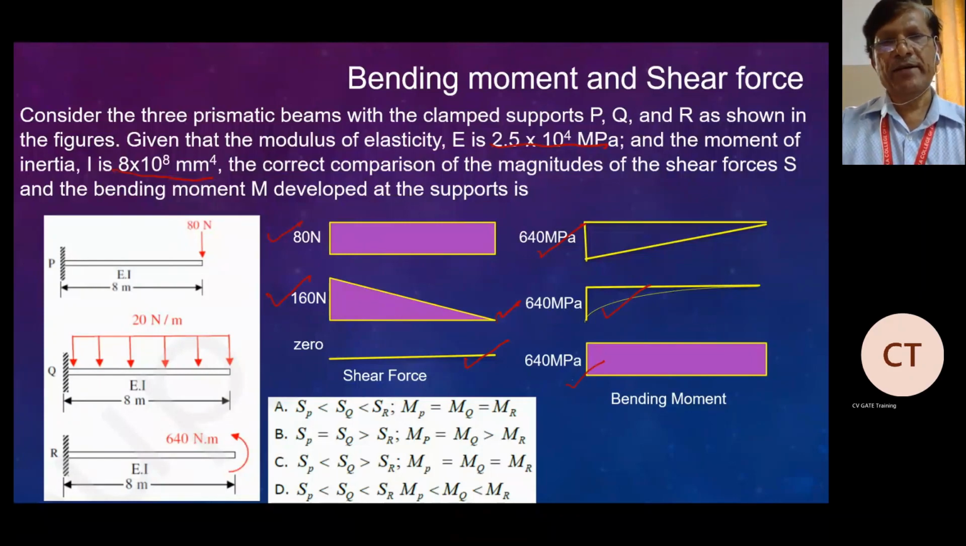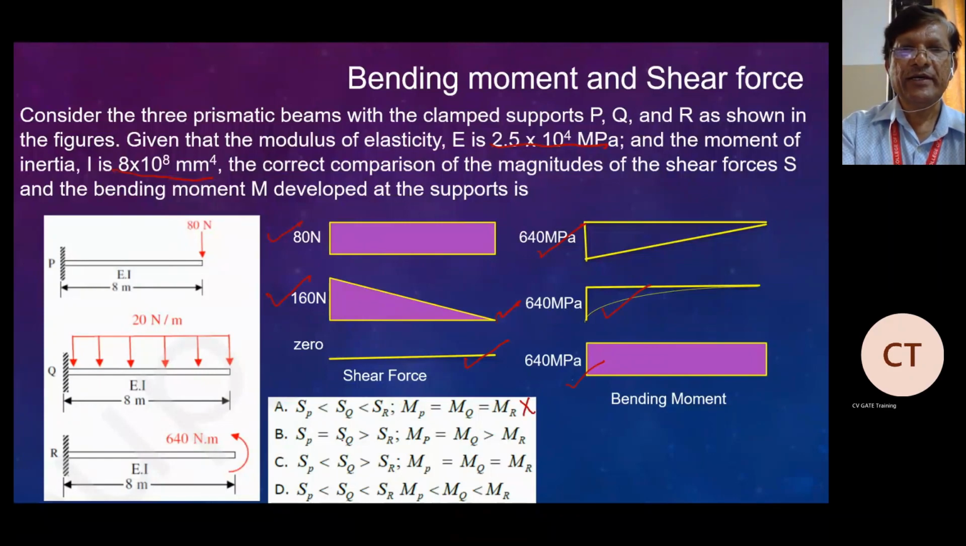Now we have to compare. They have given 4 options, and you have to see which option is correct. Shear force at P, Q, R and moments at P, Q, R will be there, so we have to compare one by one. Is the shear force at P less than Q? Of course, it is less than Q, but it is not less than R. So that is wrong. It is gone. One by one you have to go through.